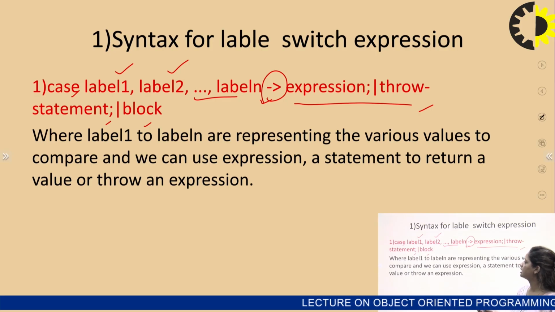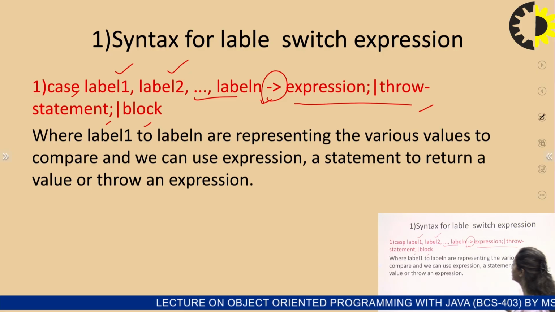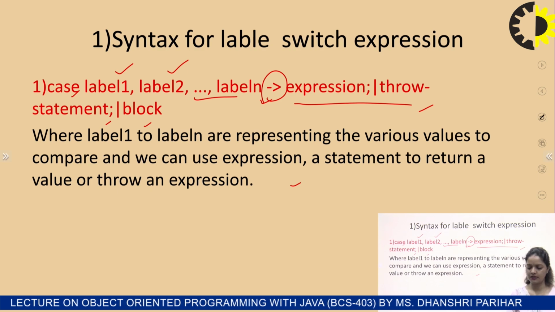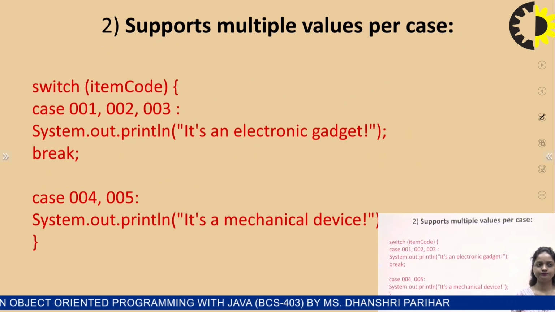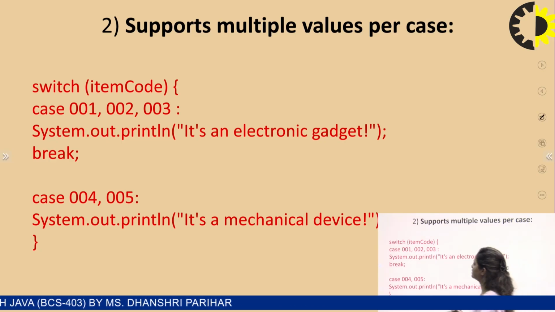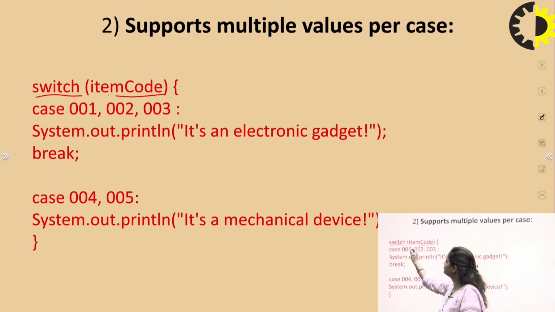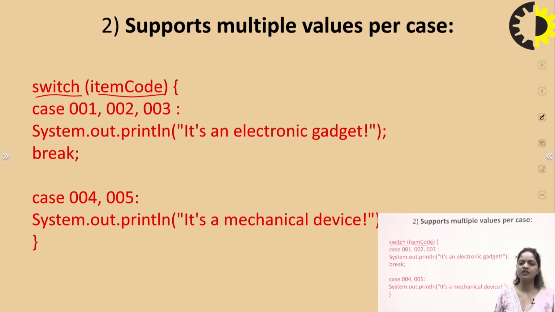Here label 1 and label 2 are various values to compare, and we can use an expression and a statement to return a value or throw an exception inside your switch like this. So this is one example of a switch expression. Here we use the keyword switch, same as the primitive switch statement, and then we have a variable name inside the parentheses of the switch that we need to validate with our cases.